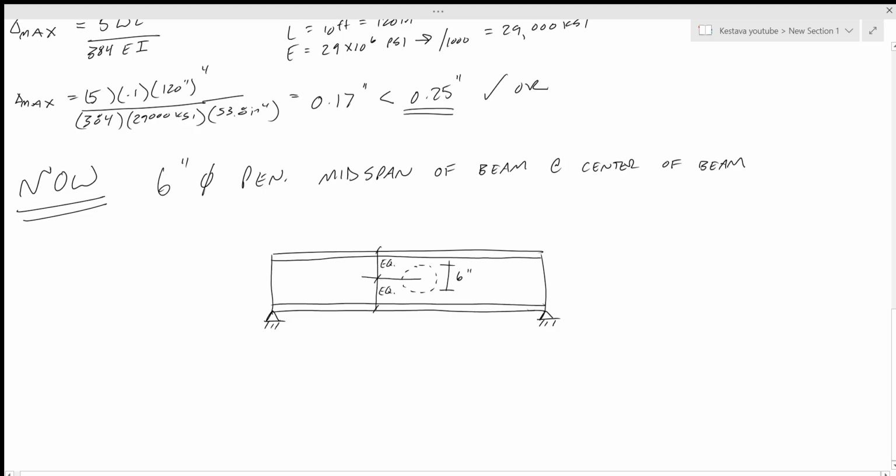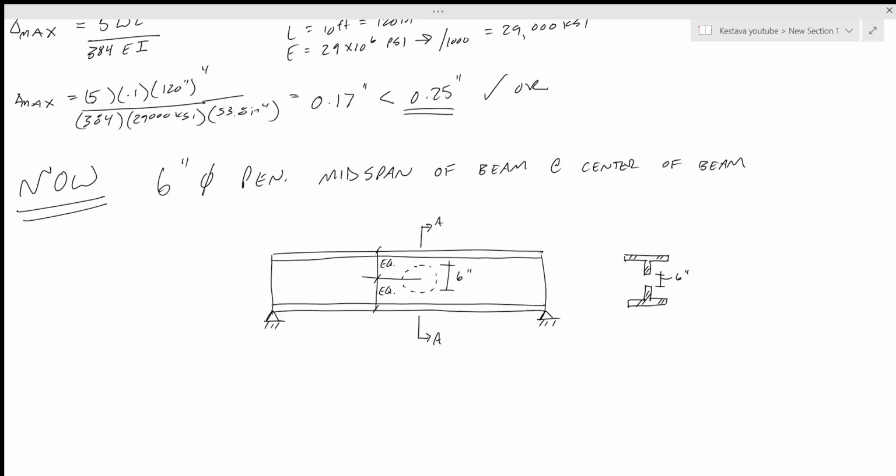So EQ, that just means equal, equal. So both those dimensions have to equal each other, which means that the center of the circle penetration is located within the center of our beam. And if we look through a cross section, that would look like this. So that's what we have to deal with now. So let's figure out if that's acceptable and we can let that contractor do that or not.